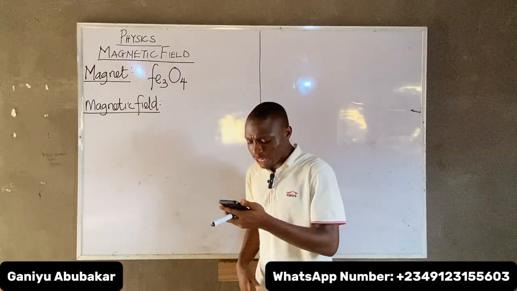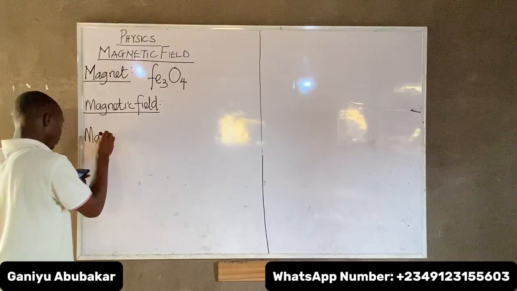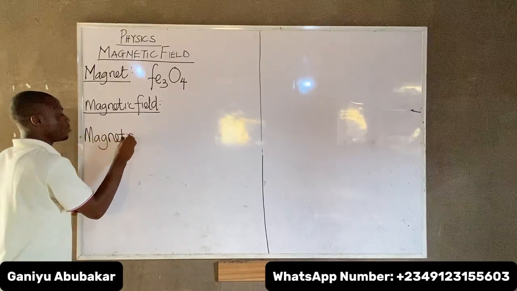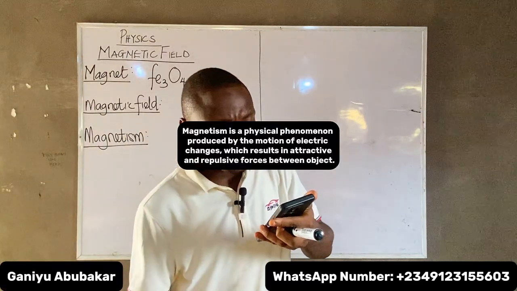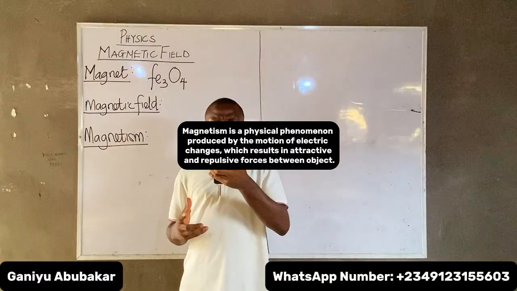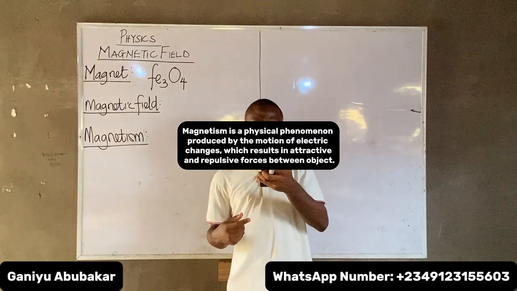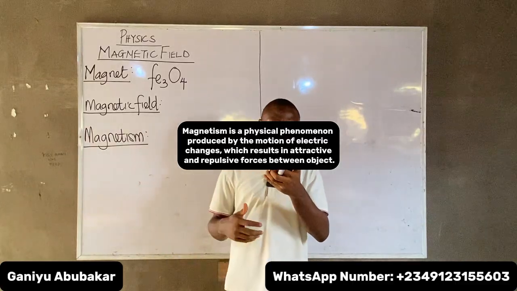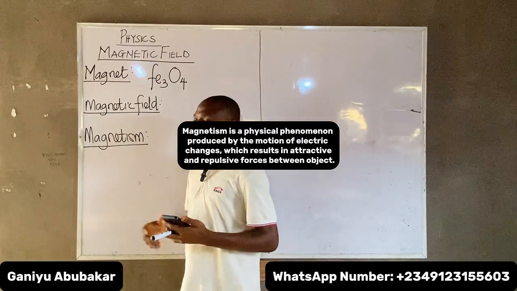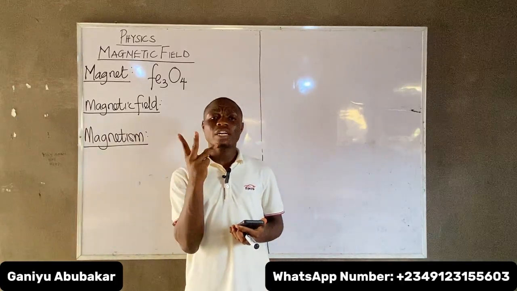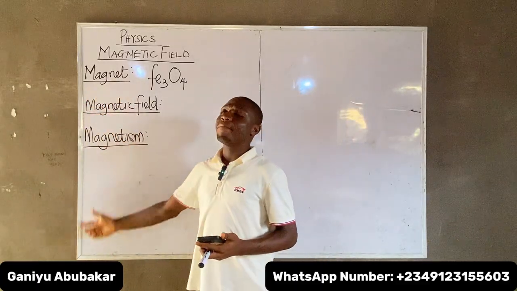So we have defined magnet and looked at magnetic field. Let's look at magnetism. What is magnetism? Magnetism is a physical phenomenon produced by the motion of electric charges which results in attractive and repulsive forces between objects. This is how you define magnetism. So we have looked at the three different definitions: magnet itself, magnetic field, and magnetism.